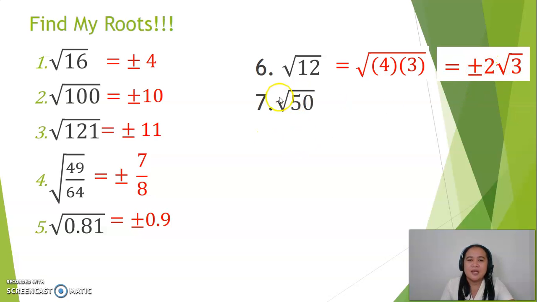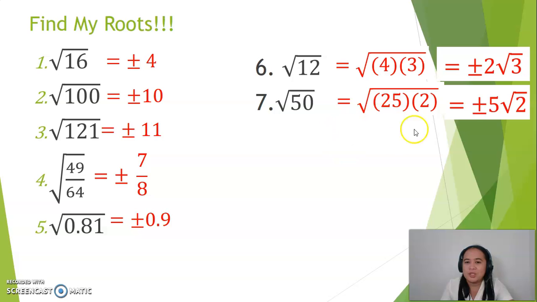Another example, square root of 50. 50 is not a perfect square. A factor of 50 which is a perfect square is 25. So with that, we can have 25 times 2, which is still 50. And square root of 25 is 5. So therefore, the roots will be positive and negative 5 square root of 2.